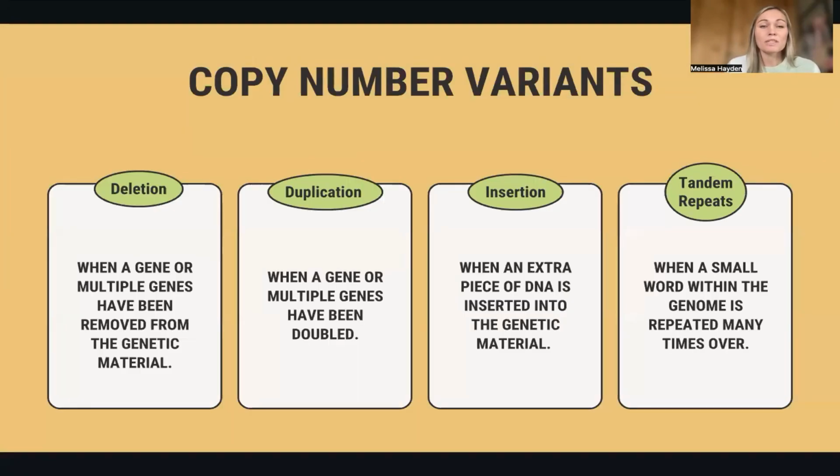Now we will explore the types of copy number variants. Copy number variants, sometimes referred to as CNVs, refer to the changes in the number of copies of a particular gene or genomic region. We will cover deletions, where one or more genes are removed from the genome, duplications, where genes are copied or doubled, insertions, where an extra piece of DNA is inserted into the genetic material, and tandem repeats, where a small sequence of genetic material is repeated multiple times. Each of these changes can impact how the genetic code functions, potentially leading to various health effects or developmental changes, depending on the size and how crucial the affected genes are for normal function. Let's dive deeper into these.